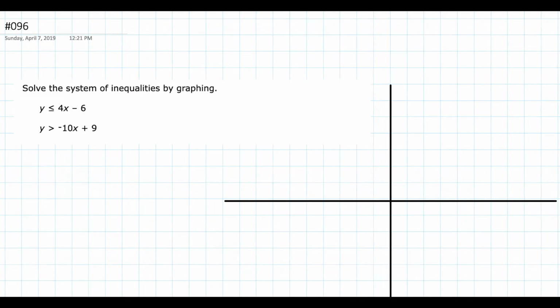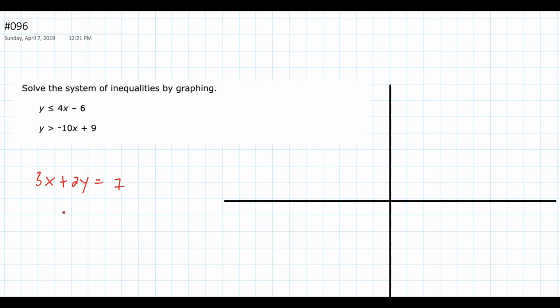Okay, so this is solving a system of equations by graphing. Do you remember substitution and elimination? So it'll be something like 3x plus 2y equals 7, and maybe 5x minus 2y equals 10, and then you solve for x, and you plug it back in, and you solve for y. Remember that? Okay, so do you know what the point of that is?